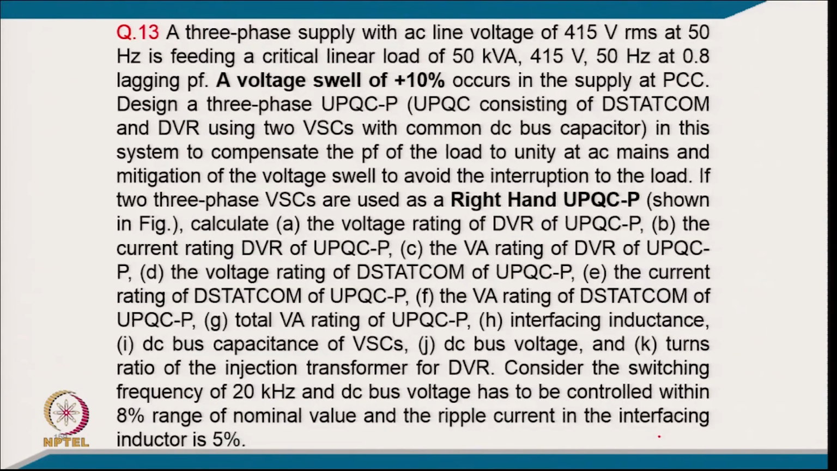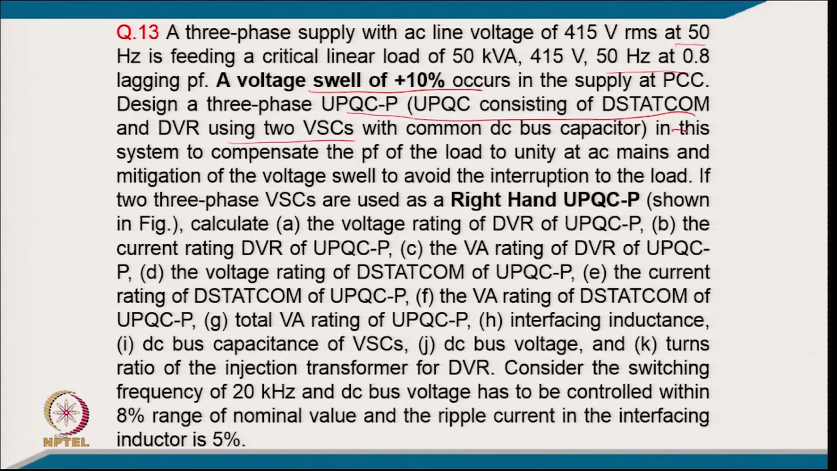Coming to numerical 13, a 3 phase supply with an AC voltage of 415 volt RMS at 50 hertz is feeding a critical linear load of 50 kVA at 415 volt, 0.8 lagging power factor. A voltage swell of 10% occurs in the supply. Design a 3-phase UPQC consisting of a DVR and a D-STATCOM.